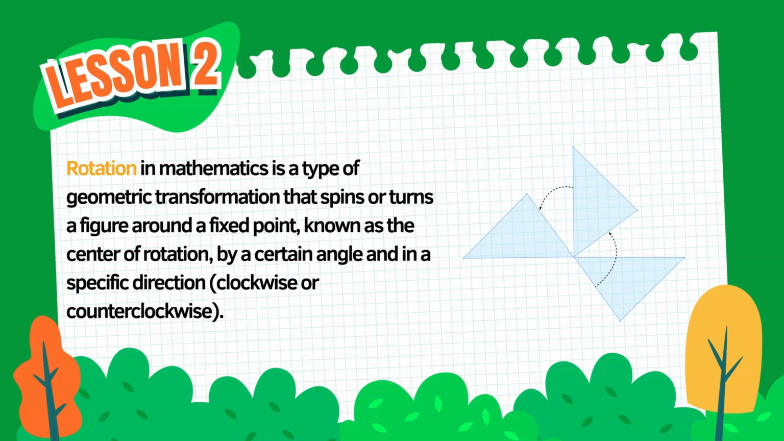In geometry, the direction matters. For example, rotating a point 90 degrees clockwise gives a different result than rotating it 90 degrees counterclockwise. So when describing a rotation, we always include both the angle and the direction, like saying, rotate 90 degrees counterclockwise, or turn 180 degrees clockwise. Understanding the direction helps us know exactly where the figure ends up after it turns.